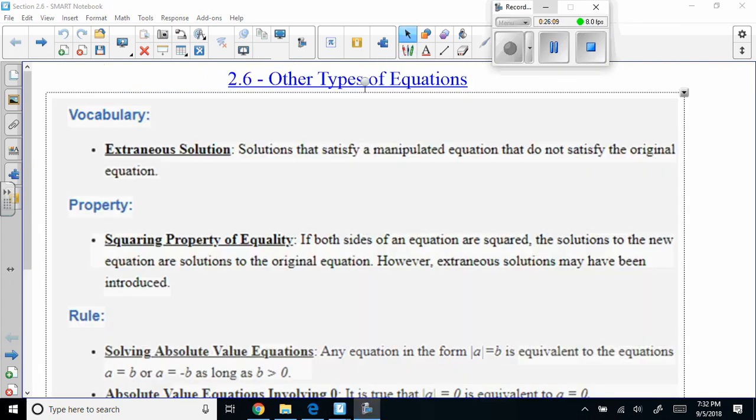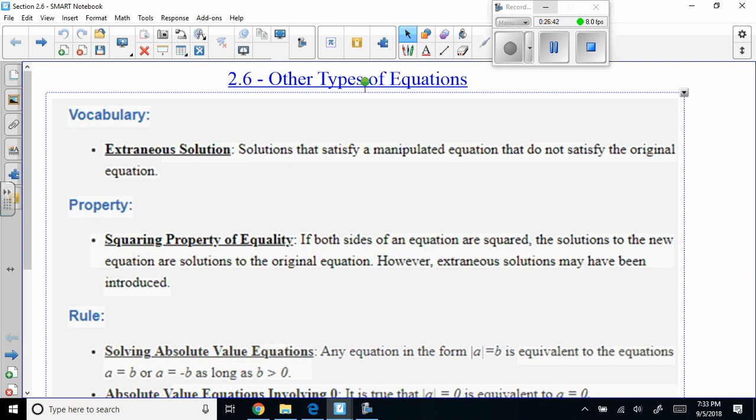Okay, guys, we're in 2.6. We're looking at other types of equations. The ones we're really going to look at this time are ones that have radical or rational exponents, radical equations. We're going to look at stuff that has extraneous solutions, which means it may be a solution that you solve for, but it doesn't satisfy the equation. It doesn't work in it. So that's why they call it extraneous. It's an extra solution that just doesn't work.